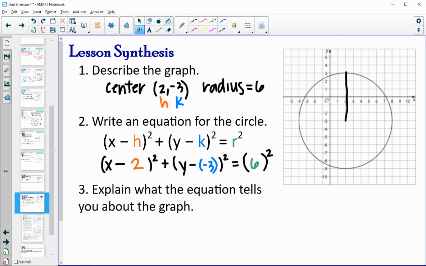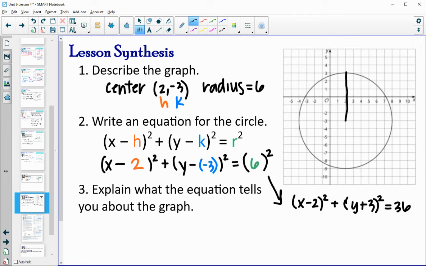So this would be your equation, and you can leave it like that. You can also clean it up a little bit if you want to: (x minus 2) squared, and then y minus a -3 would be y plus 3. And then 6 squared, you could write as 36.